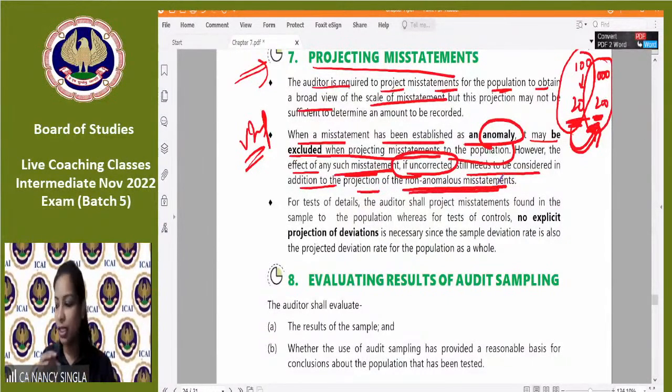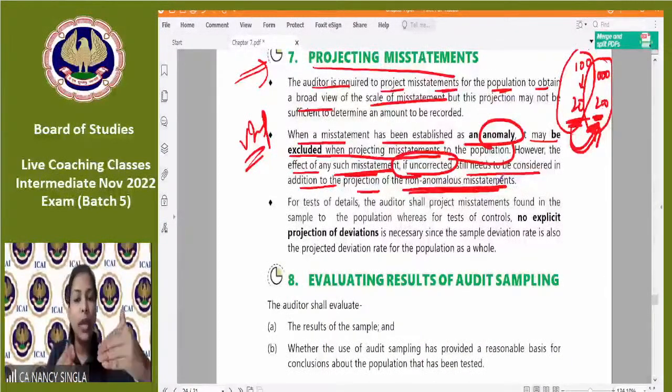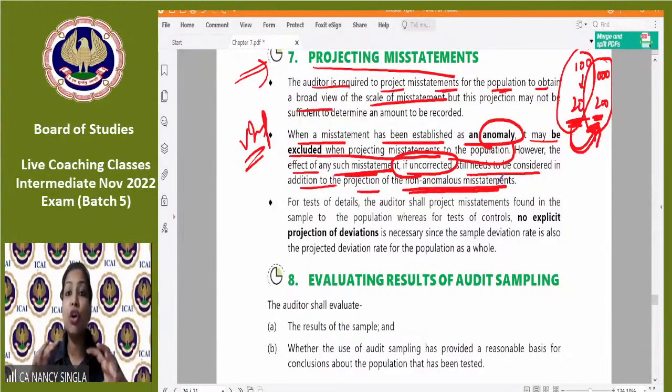Listen to me carefully, ये clear हो जाएगा. देखो हमने क्या बोला, एक anomaly आया, that is some unusual transaction which is not repetitive in nature, which is not recurring in nature. So when you're projecting your conclusion on the entire population, take the projection of non-anomalous misstatement. Anomaly का नहीं करना ना, तो किसका करना है? Non-anomalous का. Clear? Project करते हुए.